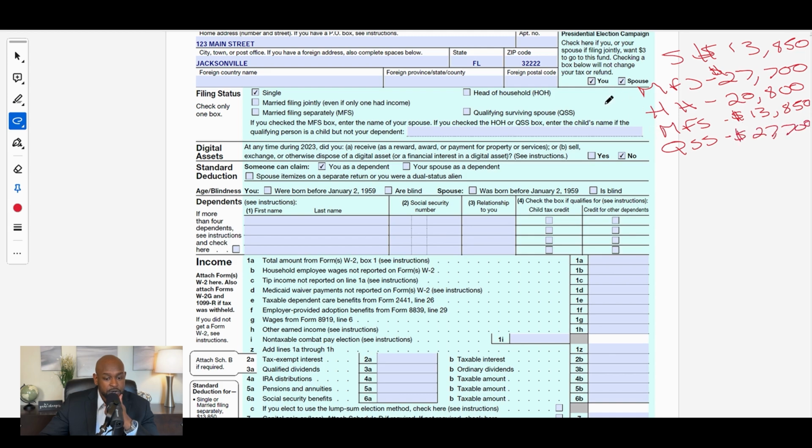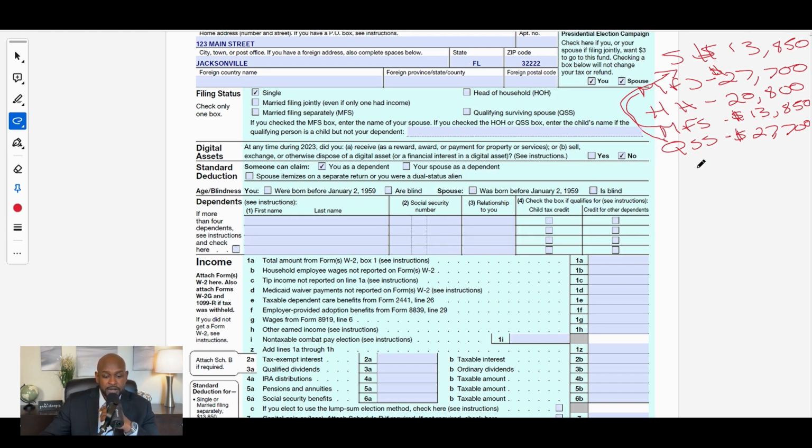$27,700. Now we're going to go ahead and talk about why these are the same and why these two over here are the same. So single and married filing separately are both the same amount. Married filing jointly and qualifying surviving spouse are the same amount. And we'll talk about that in just a moment. But first, let's talk about the impact.